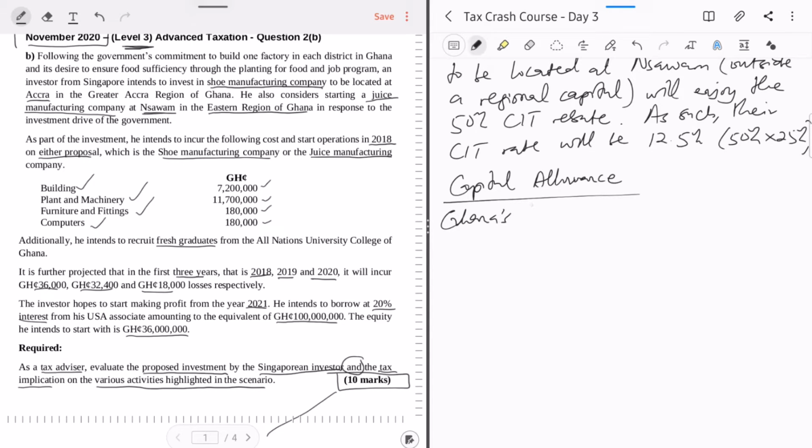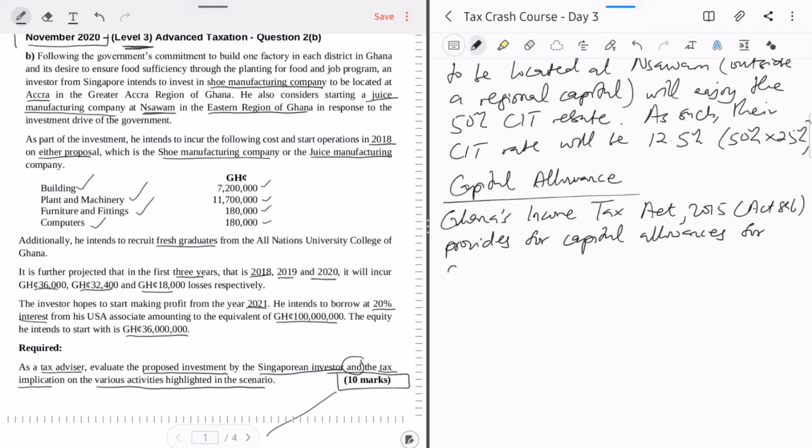So we'll say Ghana's Income Tax Act 2015, Act 896, provides for capital allowances for what? Depreciable assets used in business, right?